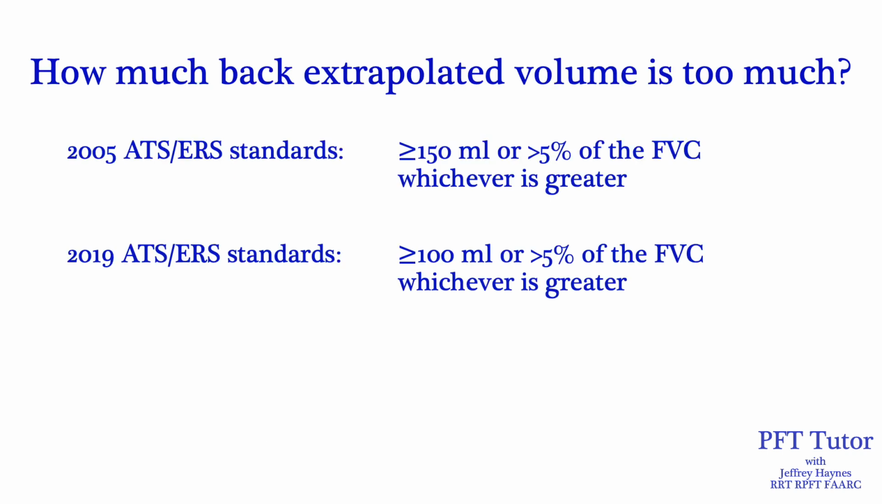It may be difficult to eliminate all back extrapolated volume, but how much is too much? In the 2005 American Thoracic Society European Respiratory Society standards, greater than or equal to 150 mLs or greater than 5% of the forced vital capacity, whichever is greater, was deemed to be unacceptable. In 2019, the ATS-ERS standard lowered that to greater than or equal to 100 mLs or greater than 5% of the vital capacity, whichever is greater. So more than that is thought to be enough to affect the accuracy of the FEV1.